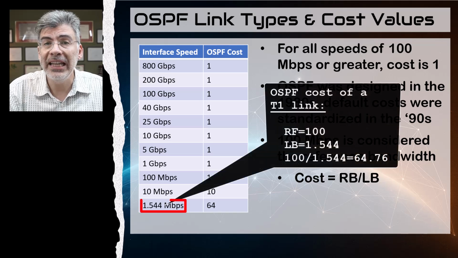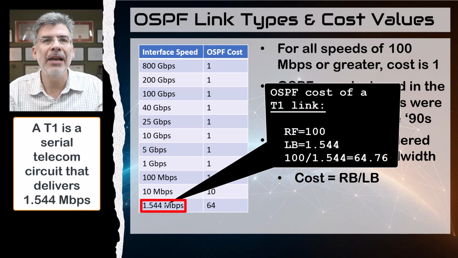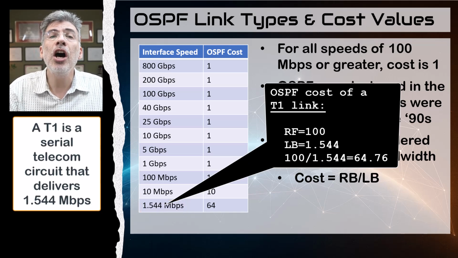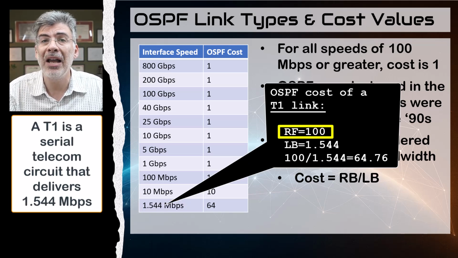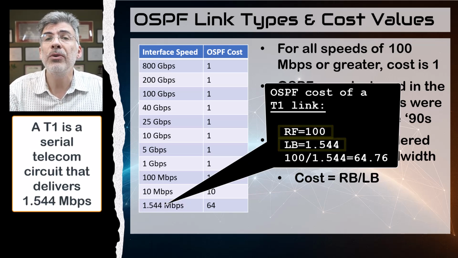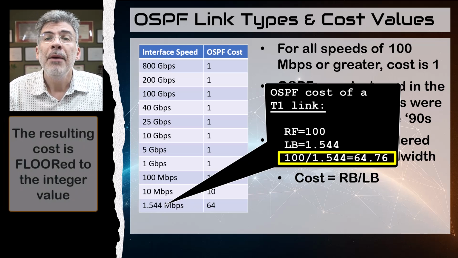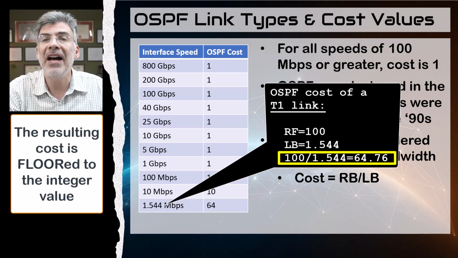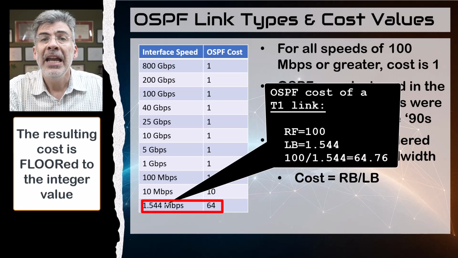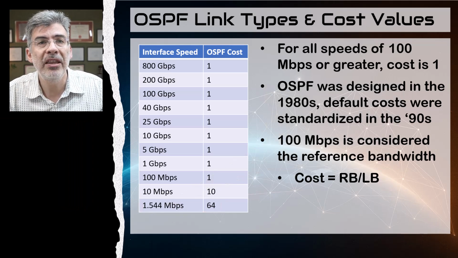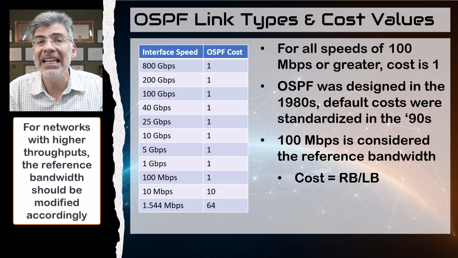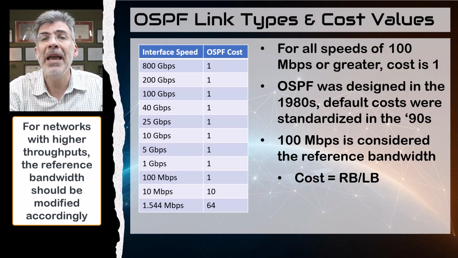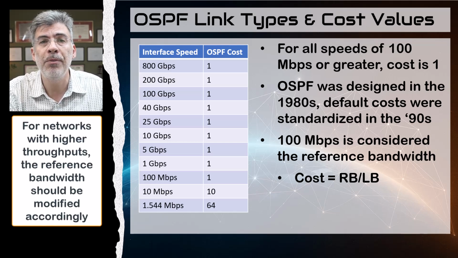For a T1 link, which is a very old serial type of link with a bandwidth of 1.544 megabits per second, the cost would be 100 divided by 1.544, which equals 64.76. But the value is always floored to the integer, so it's a value of 64. Now we can change the reference bandwidth, and if we have a network with many links at higher speeds, we should use an appropriate reference bandwidth on our OSPF topology.